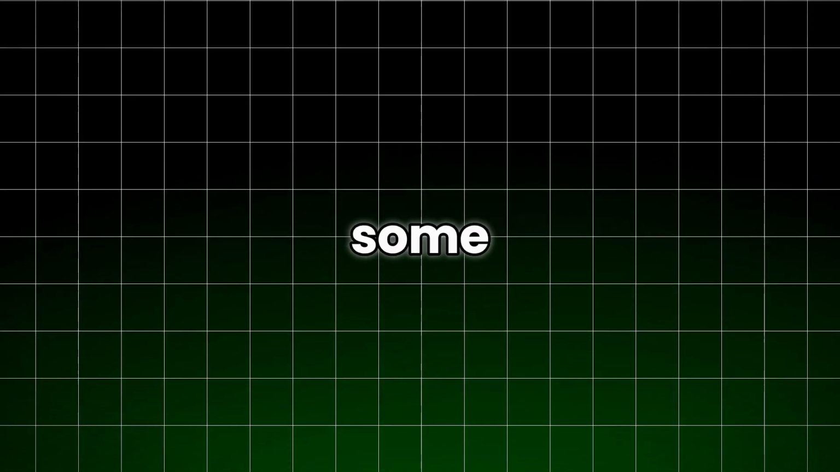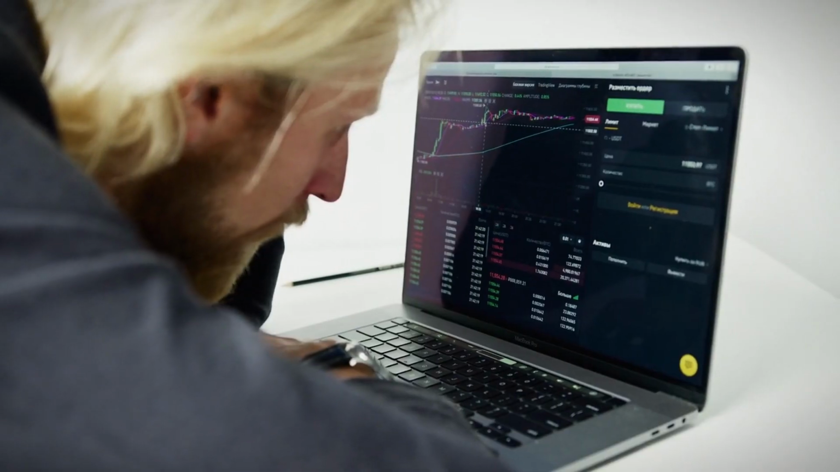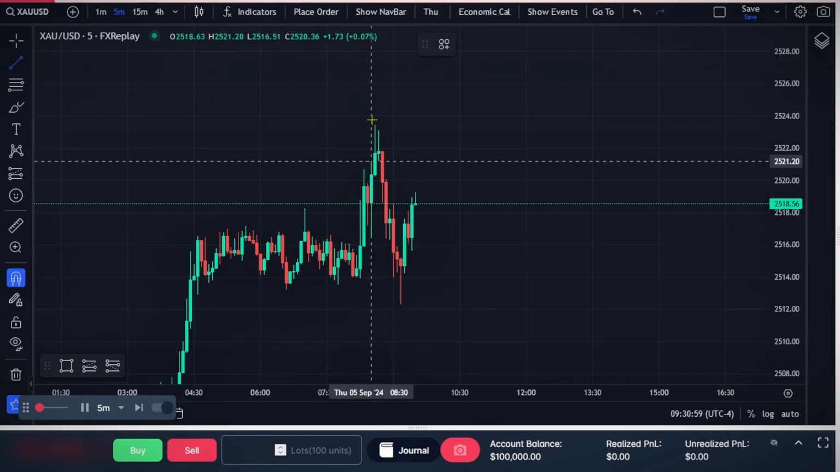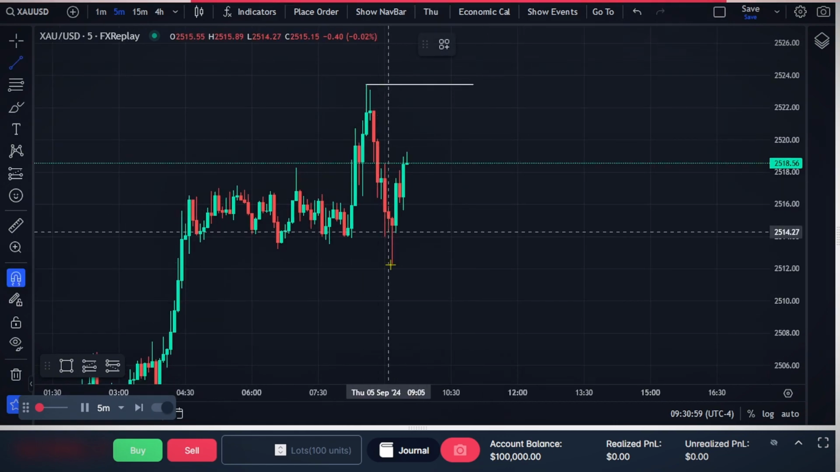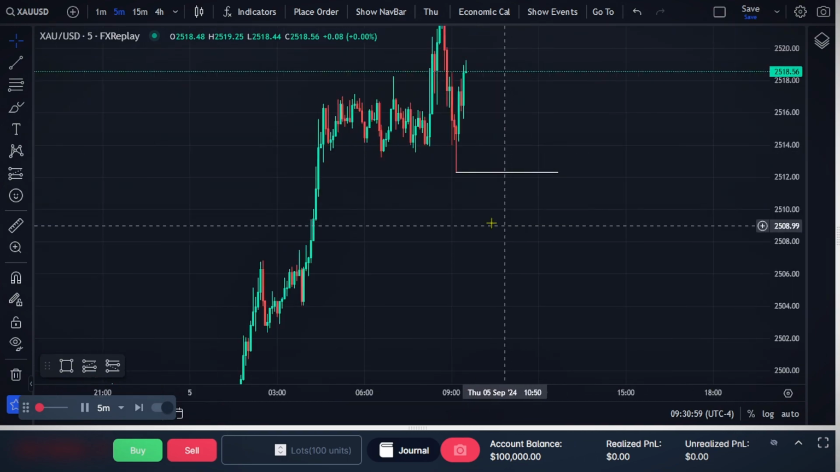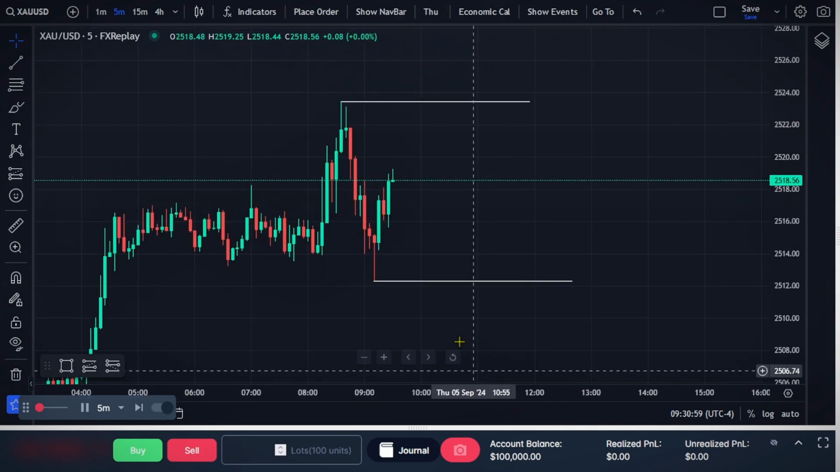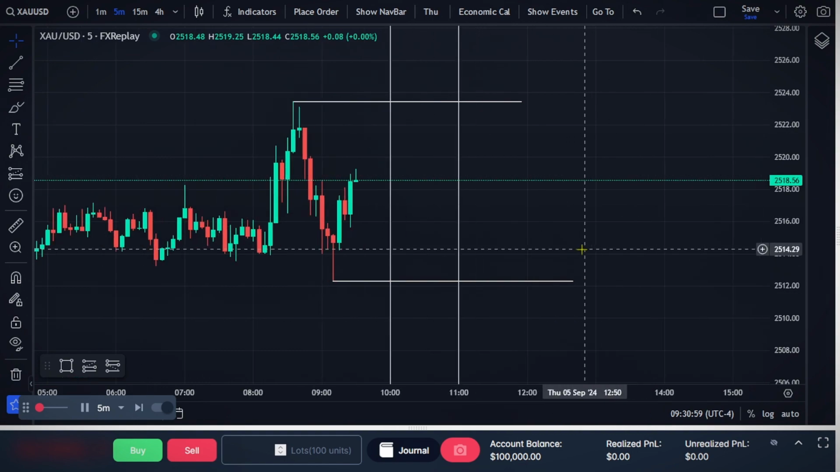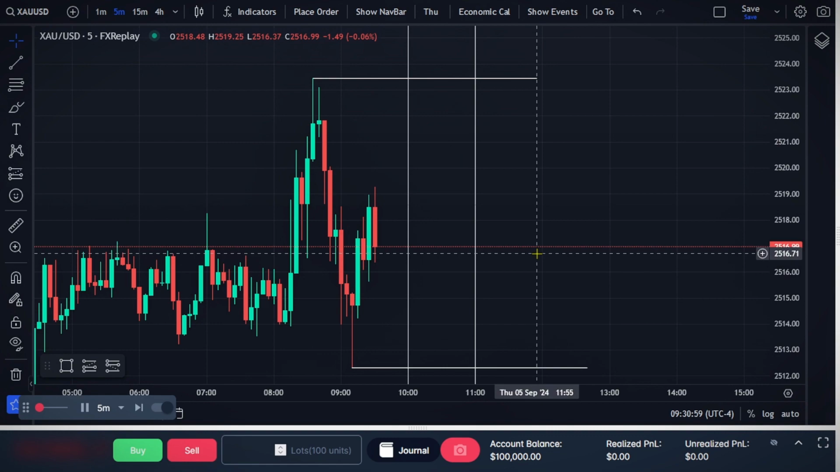It's time to look at some live market examples, so make sure to pay close attention. We're on the 5-minute time frame for gold. First, we'll start by marking the recent swing highs and swing lows. I'll also mark the start and end of our trading window for demonstration purposes so we know when to start and when to stop.